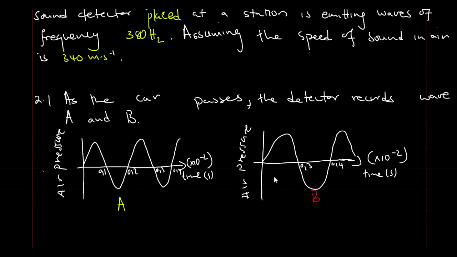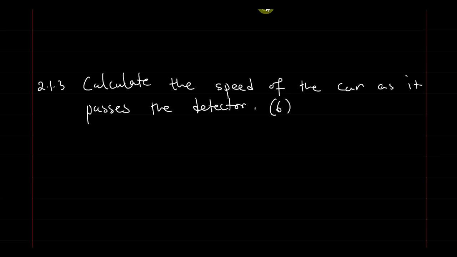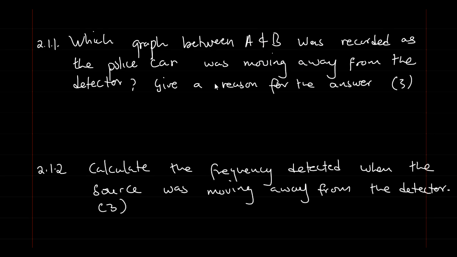Now let's proceed to view the questions. There we can see 2.1.1. We have a question that says, which graph between A and B was recorded as the police car was moving away from the detector, and give a reason for the answer. We have 3 marks there.